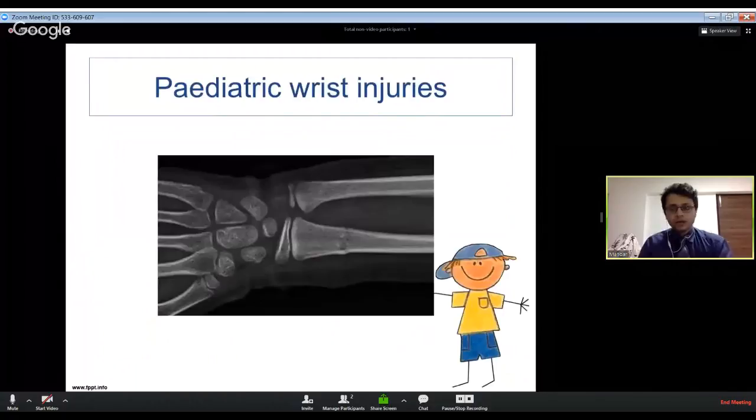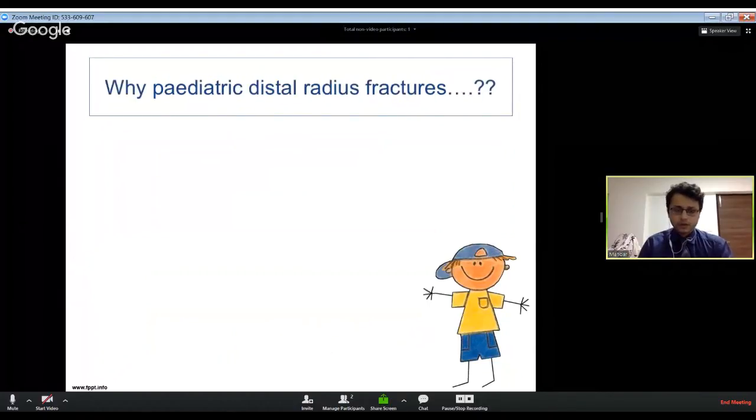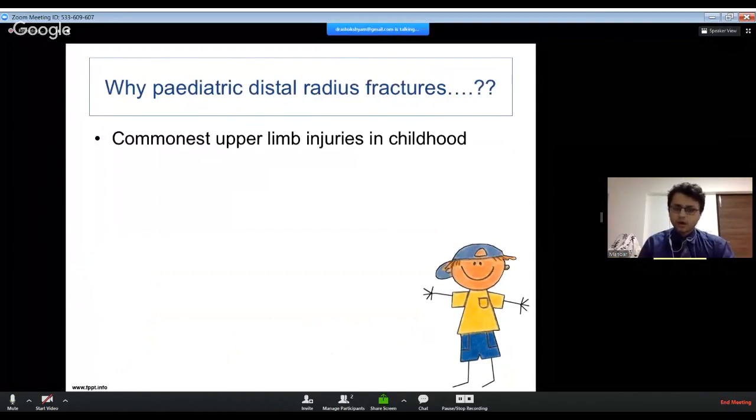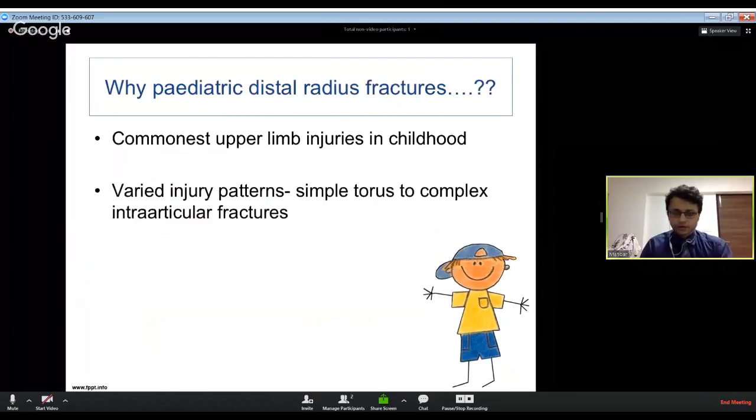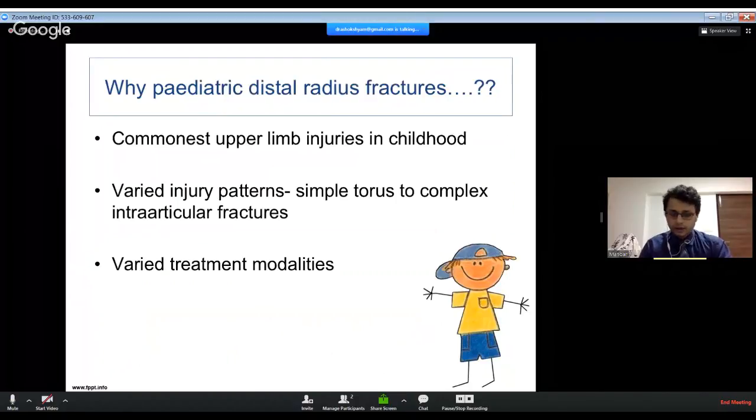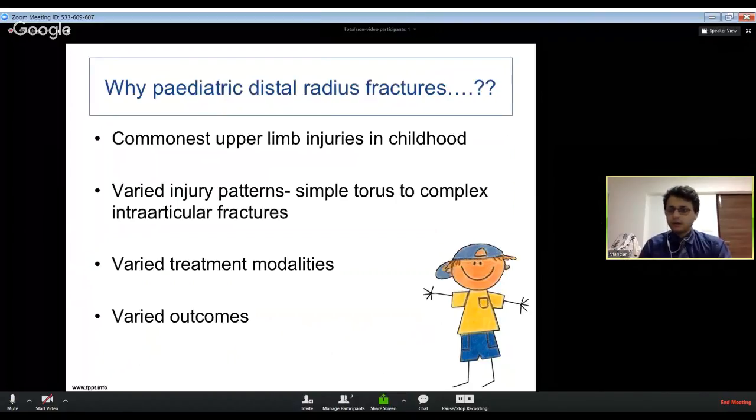In pediatric wrist injuries, I'm going to deal with the most common, that is pediatric distal radius fractures. Why do we have to concern ourselves with them? Basically because they are the commonest upper limb injuries in childhood. Almost every day we see one child with a distal radius fracture. There are varied injury patterns, ranging from simple torus to complex intra-articular fractures, with varying treatment modalities and varying treatment outcomes.